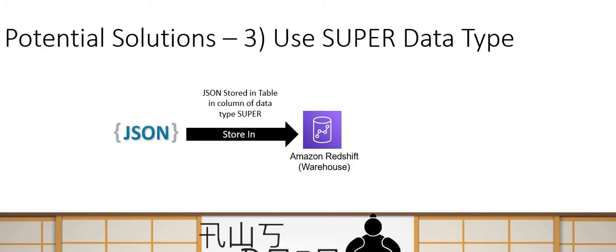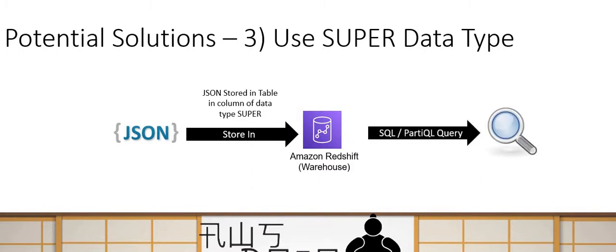And then you can make SQL or PartiQL queries against these JSON documents. So the JSON documents or JSON strings are stored in the table. In this approach, your JSON data is stored inside the Redshift table, and then you can use SQL PartiQL queries to query this data from the JSON document, just like you query any other column inside your table.